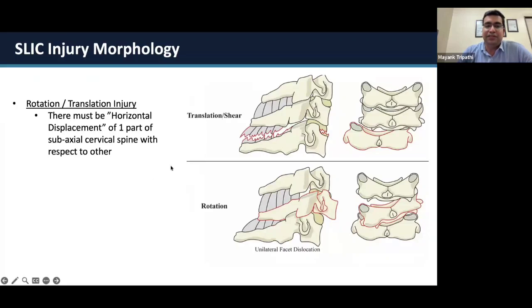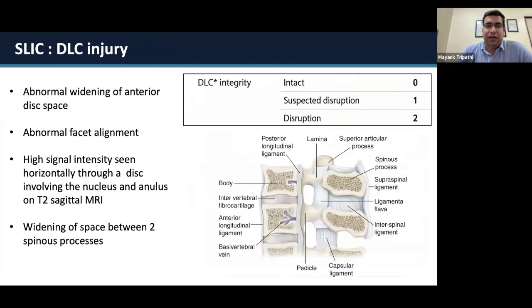There, as per this, there should be a horizontal displacement of one part of the subaxial spine with respect to the other. And for the evaluation of the discoligamentous complex, these are examples of what could be the injury to the discoligamentous complex: for example, abnormal widening of the anterior disc space, abnormal facet alignment, signal intensity changes on T2 sagittal MRI in the disc space, or widening between two spinous processes.